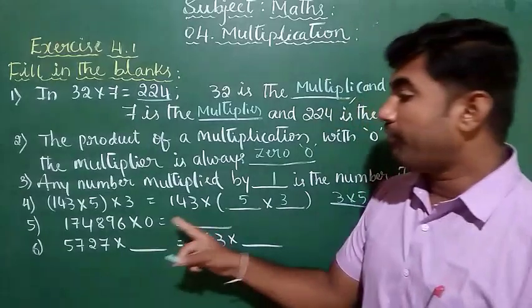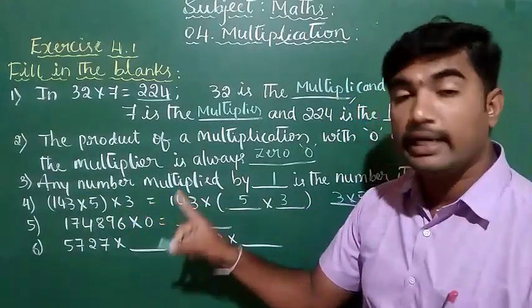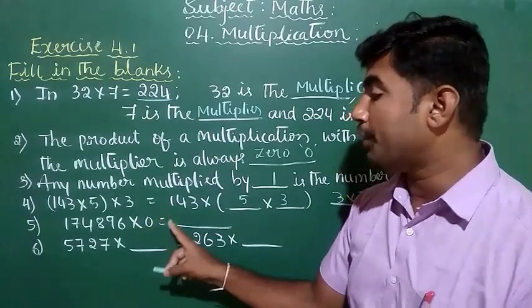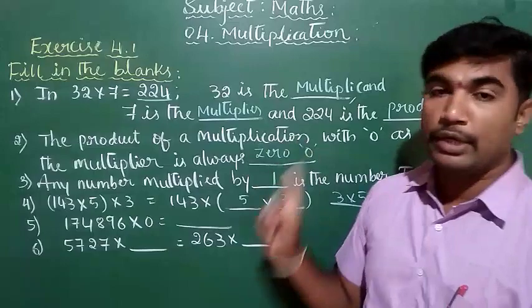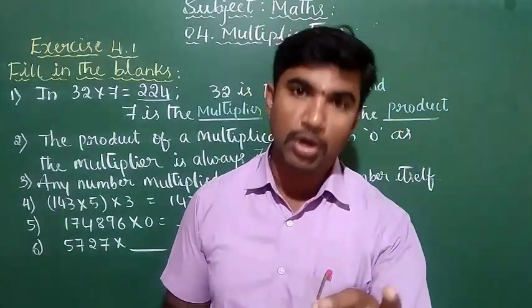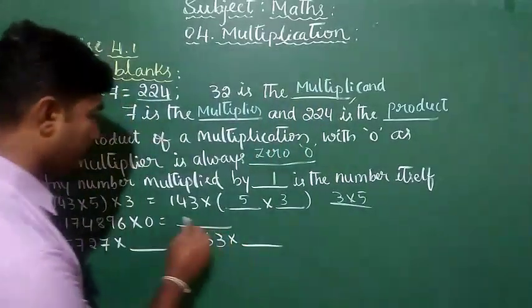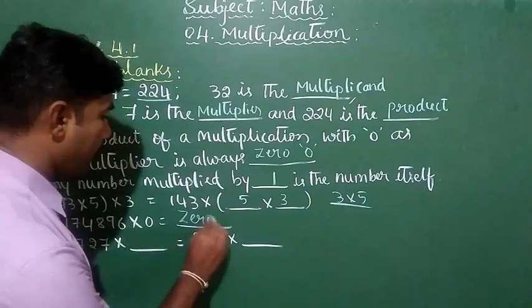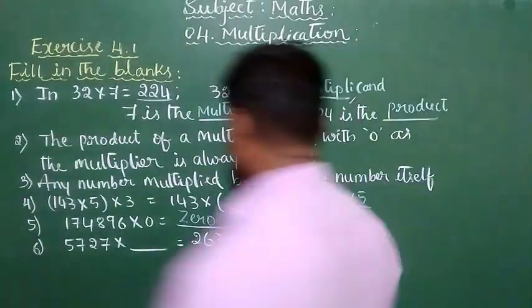Okay, the fifth question: 1,74,896 into 0 equal to dash. I already told in the second question, when we are multiplying any number with 0, we are getting the product also 0. We can write 0 in number also.